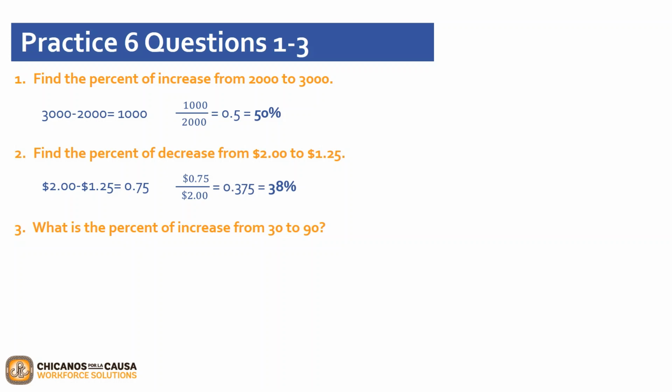Lastly, question 3 asks, what is the percent of increase from 30 to 90? We'll need to repeat the same process as we did for questions 1 and 2 to solve question 3. We first need to subtract 90 minus 30 to find the amount of change. The amount of change is 60. Next, we'll need to divide the amount of change, 60, by 30. After dividing, we'll get the answer of 2, which we would then need to convert to percent to give us our answer. Therefore, our answer for this question is 200%.